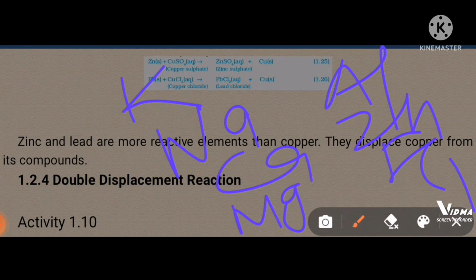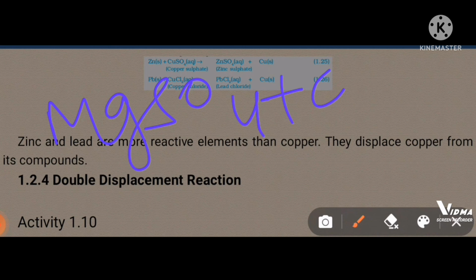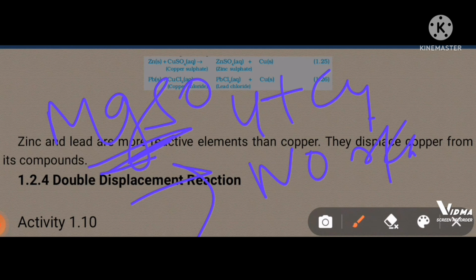Understood displacement reaction here. Always a more reactive metal will displace a less reactive metal from its salt solution. If a solution of a less reactive metal is present, then what will happen? Will it form anything? We cannot write magnesium sulfate plus copper. Here no reaction will take place. Why? Because magnesium is more reactive than copper, copper cannot displace magnesium from magnesium sulfate. So no reaction. Understood.